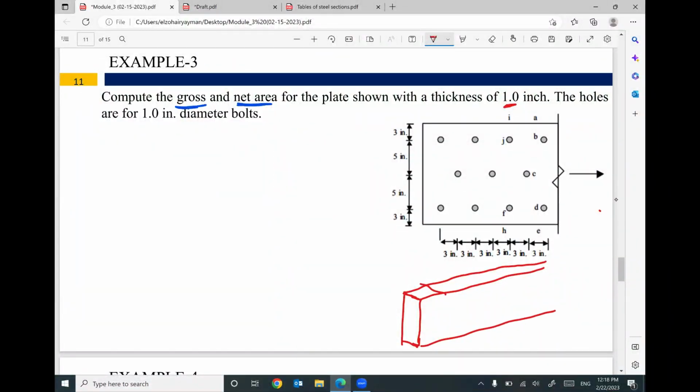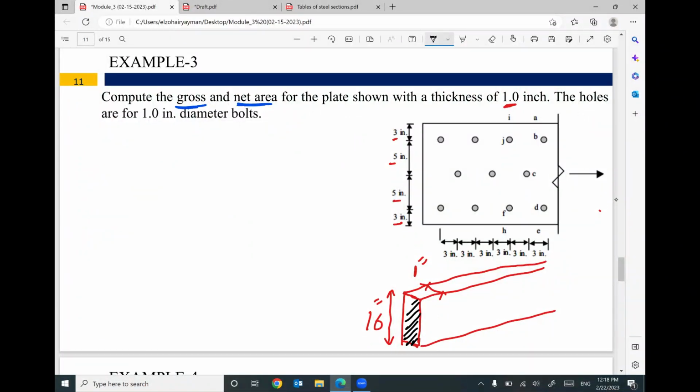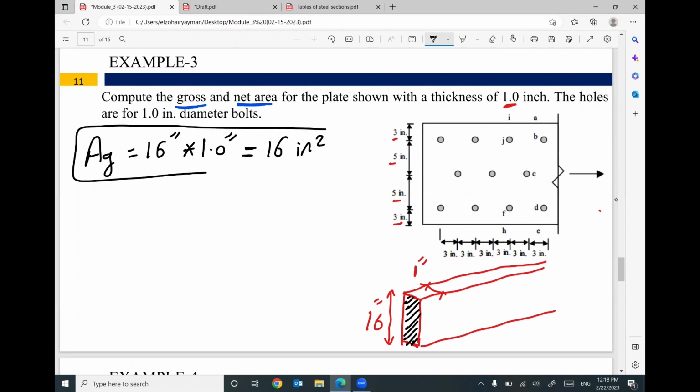The thickness of this steel plate is 1 inch. The total height of this steel plate equals 3 plus 5/8, 5 plus 3/8, so it will be 16 inches. So it's very easy to figure out the area gross of this cross section. The area gross will be 16 inches times 1 inch, equal to 16 square inches. This is the value of the area gross.